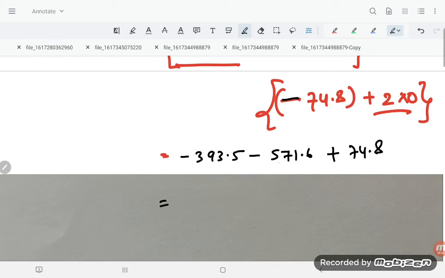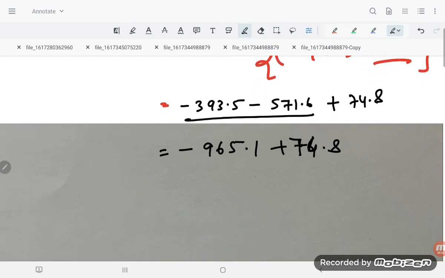If you are adding minus and minus, students, how much value are you going to get, dear students? Adding the negatives gives minus 965.1, and plus 74.8. Finally, adding minus and plus, it will come to minus 890.3. This is in kilojoules.